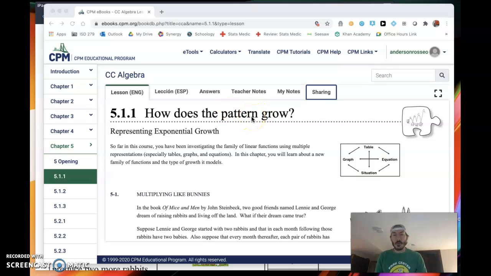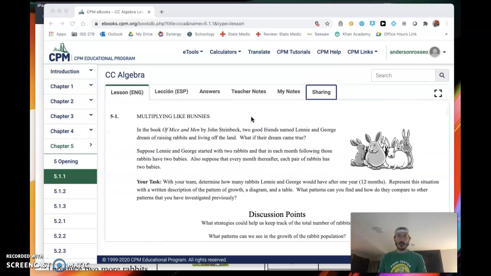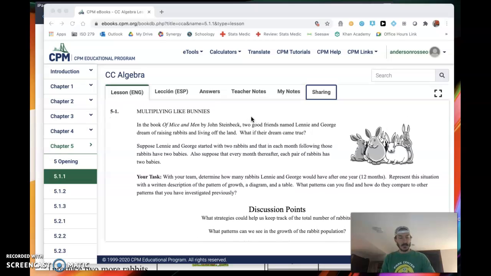What does the growth of this pattern look like? And I already gave you a pretty strong hint. It is nonlinear. But what does that look like, and what does that mean to us, and how can we recognize that? So the problem that we're going to be starting with, like I said, comes from Of Mice and Men. It's from an American author named John Steinbeck.